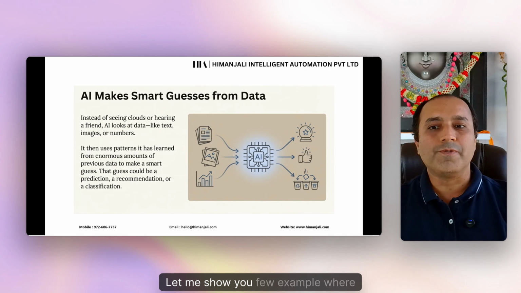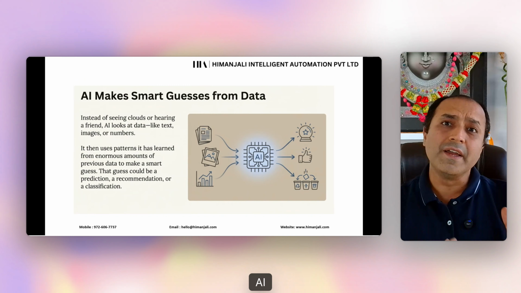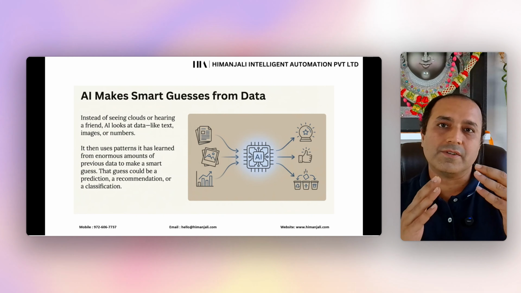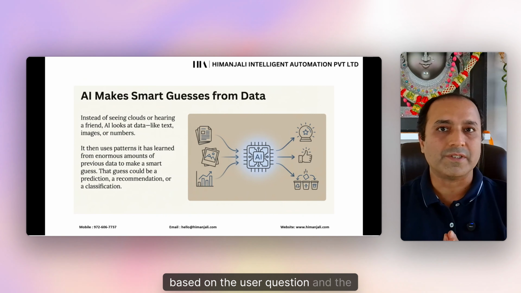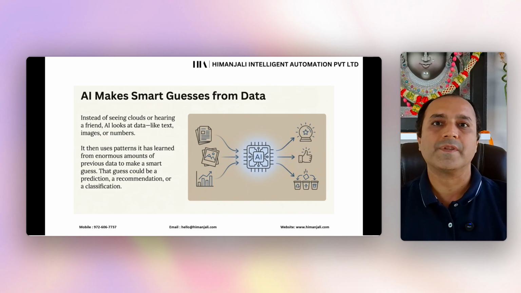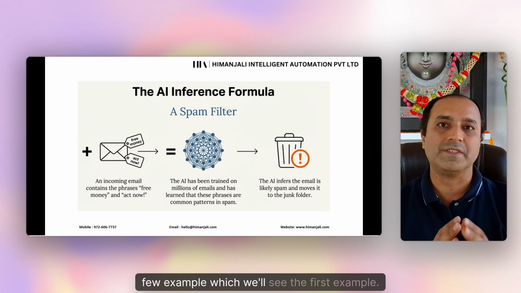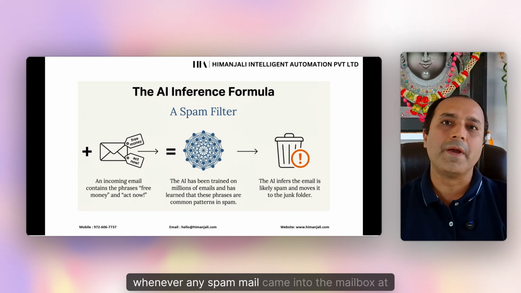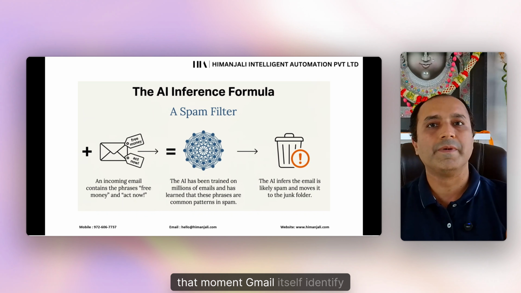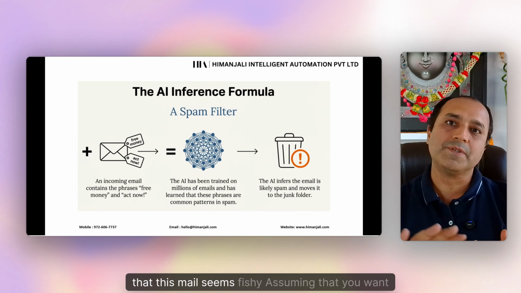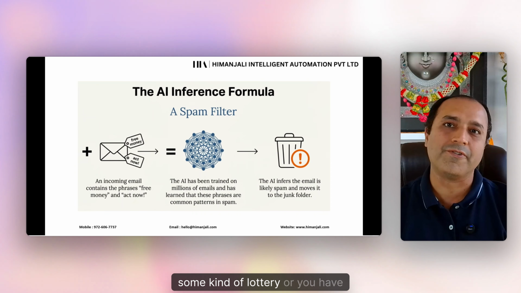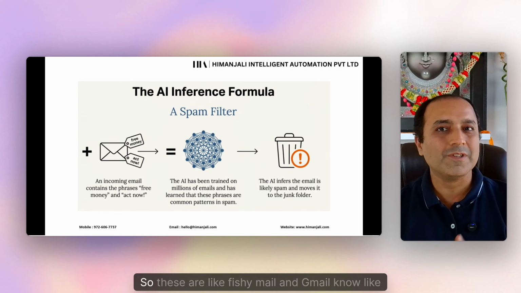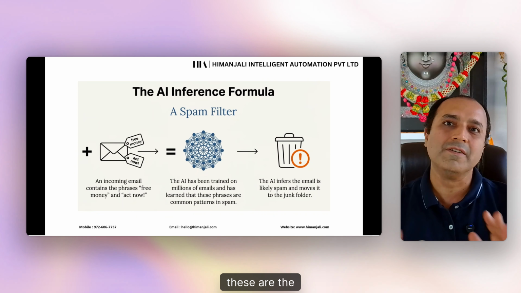Let me show you a few examples where AI does inference. Generally, AI or machine learning tries to understand based on the user's question and previous data patterns. So there are a few examples which we'll see. The first example: whenever a spam mail comes into the mailbox, Gmail itself identifies that this mail seems fishy, assuming it says you won some kind of lottery or you will receive $1 lakh from so and so company. So these are fishy mails, and Gmail knows these are spam mails.